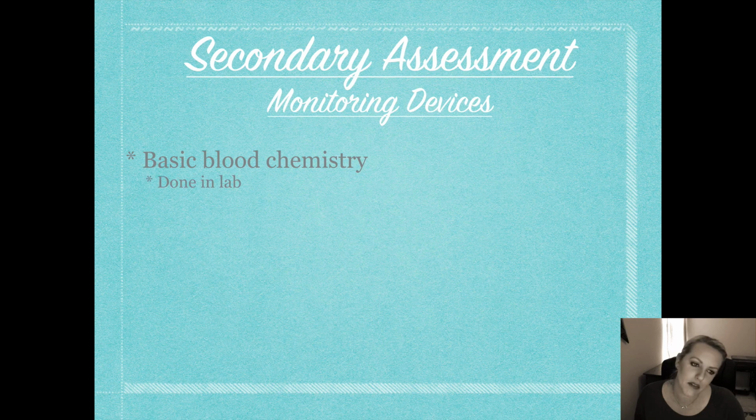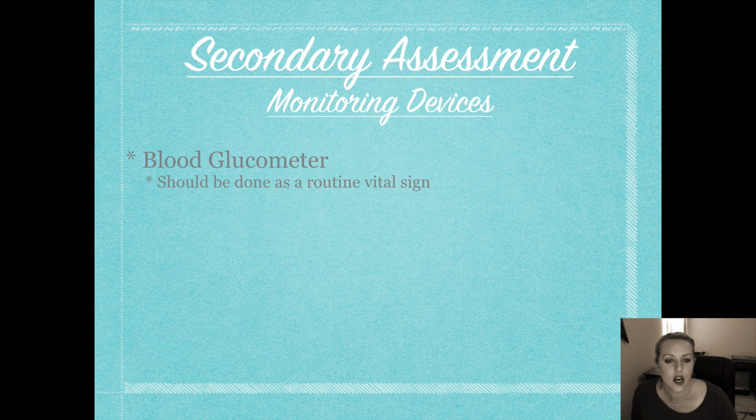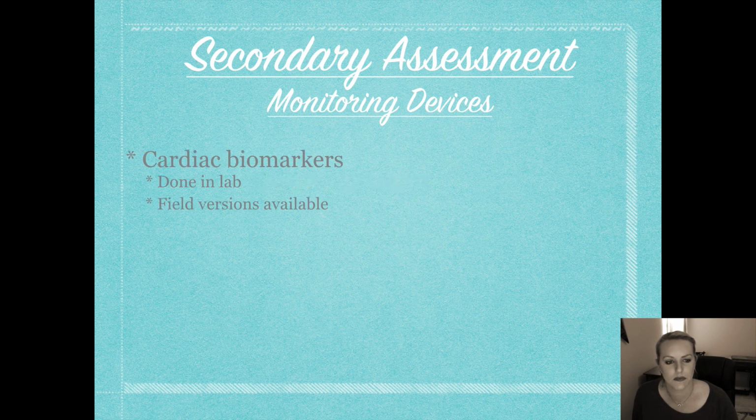Our basic blood chemistries, these are done in the lab. Usually these are on our transfer patients. Blood glucometer, this should be done as a routine vital sign. Every patient you come across should get a blood sugar. Our cardiac biomarkers, such as our CK-MB or our troponin, these are also done in the lab, but some field versions are now available.